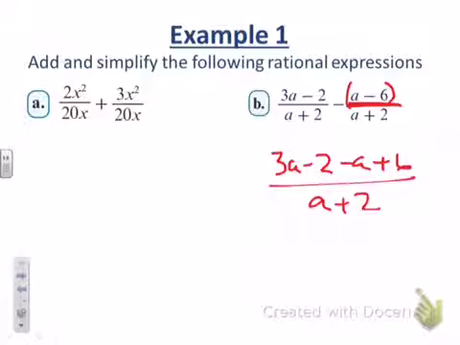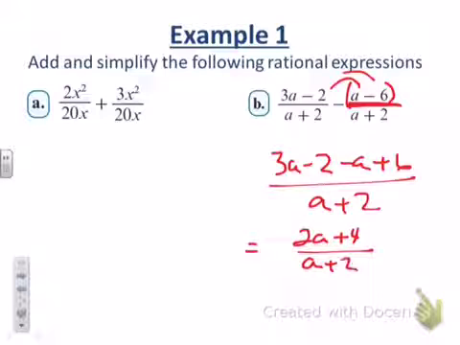So to add these two fractions, we have to have a common denominator. Because we have a common denominator, we can distribute the negative sign and go with it. Now we can simplify what's up top. What's 3a minus a? 2a. Negative 2 plus 6 is plus 4. And the denominator is a plus 2.